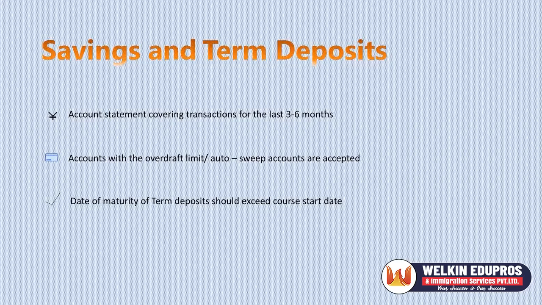We will see how to tackle each of these one by one. Statements covering transactions from the last 3 to 6 months will be asked. The reason for asking 3 to 6 months is that the student needs to maintain the required amount for at least 3 months. If it is not maintained for 3 months, or if it is a recent transaction into the account or an FD which is recently made, one has to show the proof of the source of this fund.